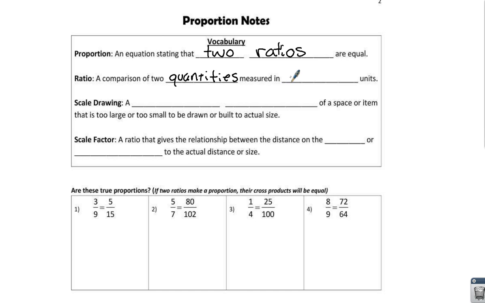A ratio is a comparison of two quantities measured in different units, like turtles and fish, or inches and feet. Those are two different types of units. Another thing we're going to be talking about, not today but in the coming classes, is scale drawings. A scale drawing is a proportional representation of a space or item that is too large or too small to be drawn or built to actual size.